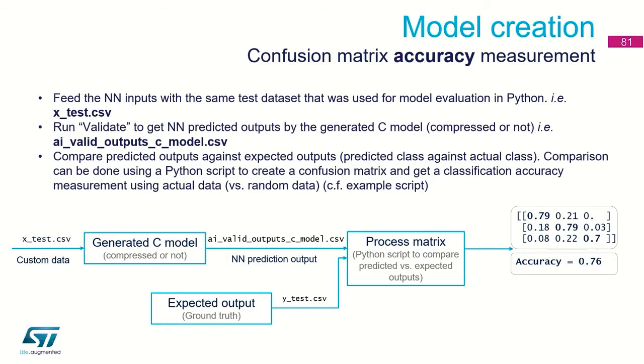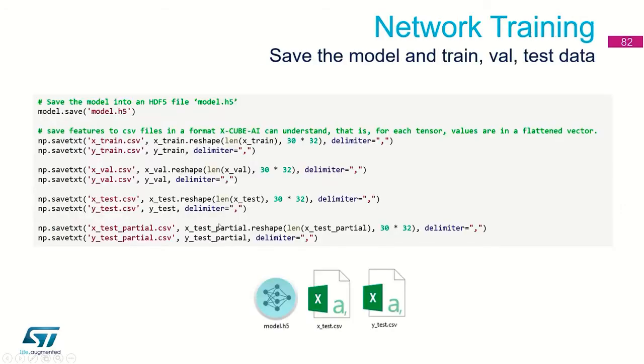How is it done with X-CUBE-AI, the confusion matrix evaluation process? We have custom data, for example, in a CSV file. Then we feed the generated C model with those custom data. Then we have the expected output, the ground truth, so we know what we should expect. And there is a dedicated Python script to process and evaluate the confusion matrix. I mentioned the CSV file, so this is a more technical slide showing that using Python code we can generate all the data sets, both the input data set and the output data set, in CSV format.